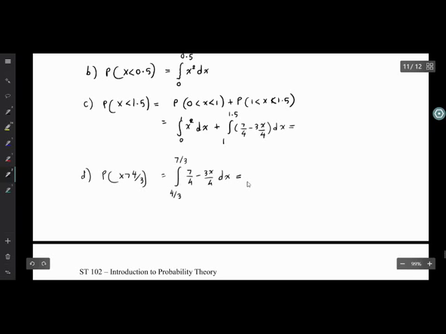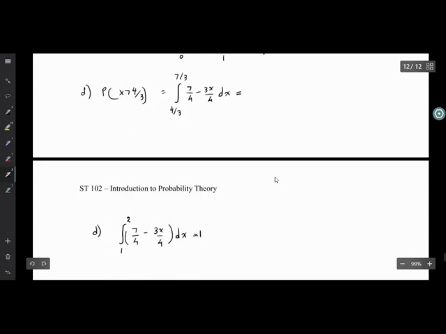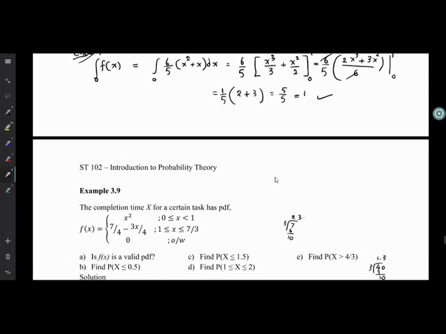Each and every time you calculate a probability, check whether it is a valid value for probability. It cannot be negative. It cannot exceed 1. If you get any value greater than 1 or a negative value for a probability, double check your calculation because you have made a mistake somewhere. Okay, so that is the end of chapter 3.